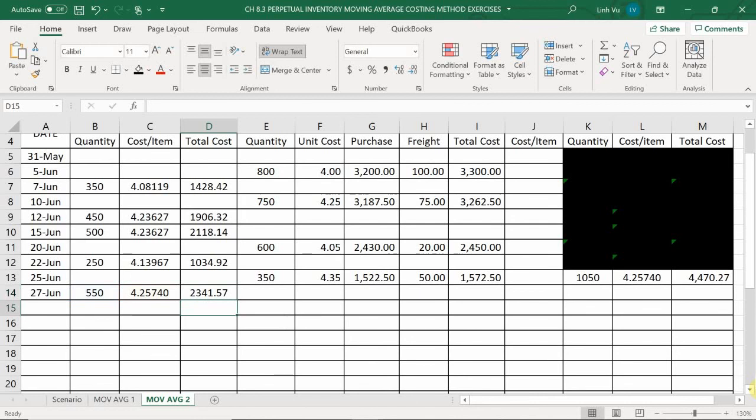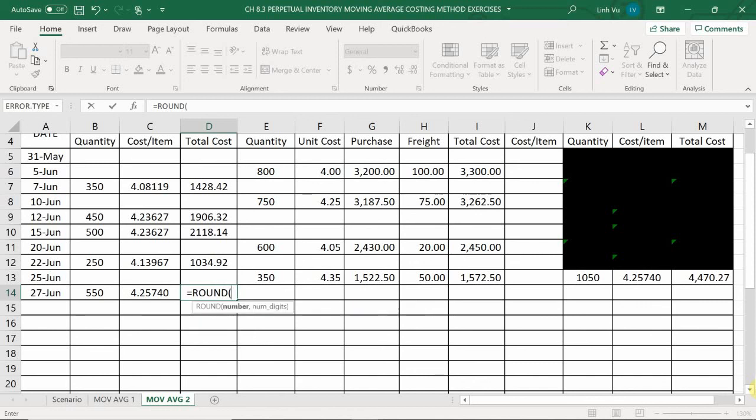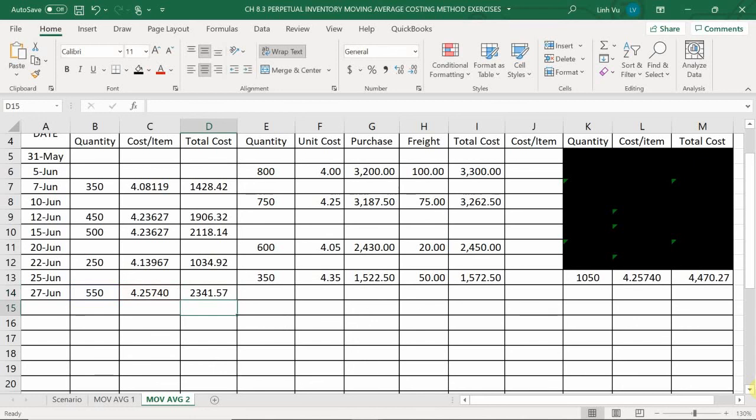$2,128.7. 2,100 and what? 28.7. No, I did not get that. Let's do that again to equal round. 2,341.57. 2,341. Yes. Good. All right.